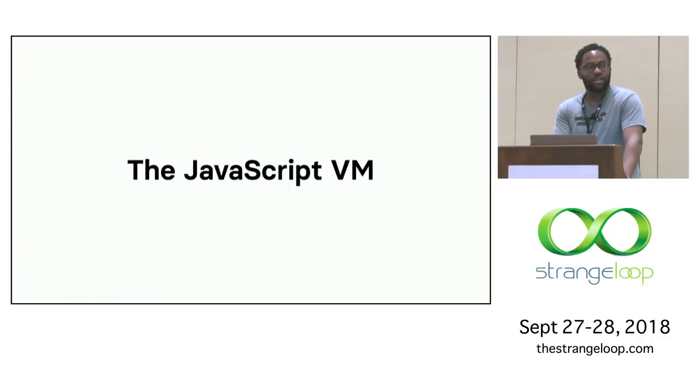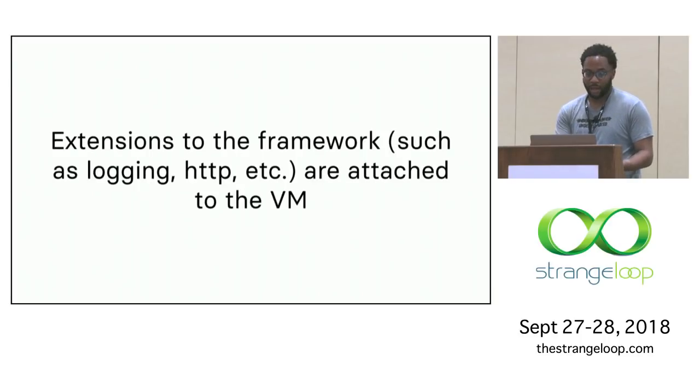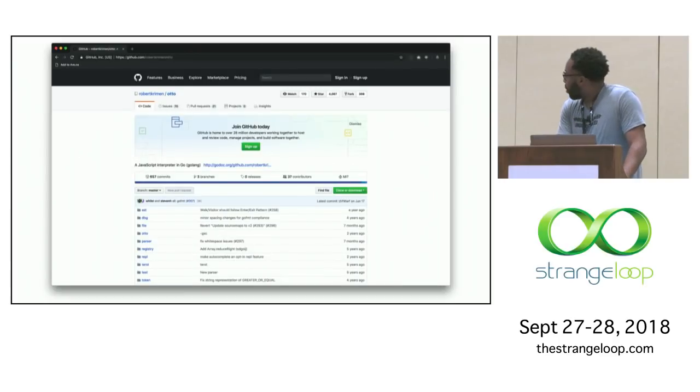So at its core, every single test is instantiated and run inside of a JavaScript VM. Not a surprise, it allows us to write and run these test scripts using JavaScript. If we want to add more features onto the VM itself, such as logging or even HTTP support, because we're not running a V8 embedded inside of it, we can attach this to the framework itself. And we're able to do this using Otto, which is by Robert Krimen, and it's a JavaScript interpreter written in Go.